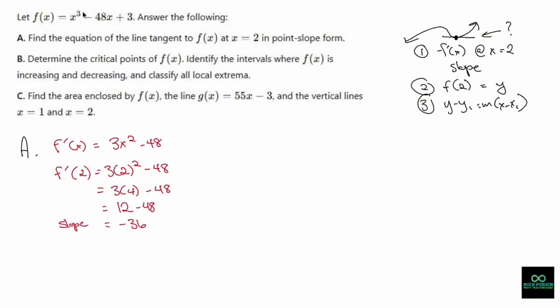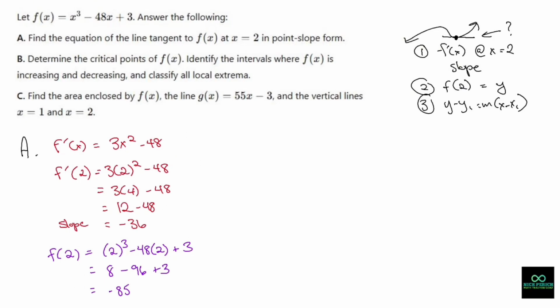I need the y value, so let's plug in 2 into this original problem. So f of 2 is going to be 2 to the third power minus 48 times 2 plus 3. So that's 8 minus 96 plus 3. And 8 minus 96 is negative 88. Negative 88 plus 3 is negative 91. No, it's not. Negative 85. What was I thinking? Negative 85. All right. So that's our point.